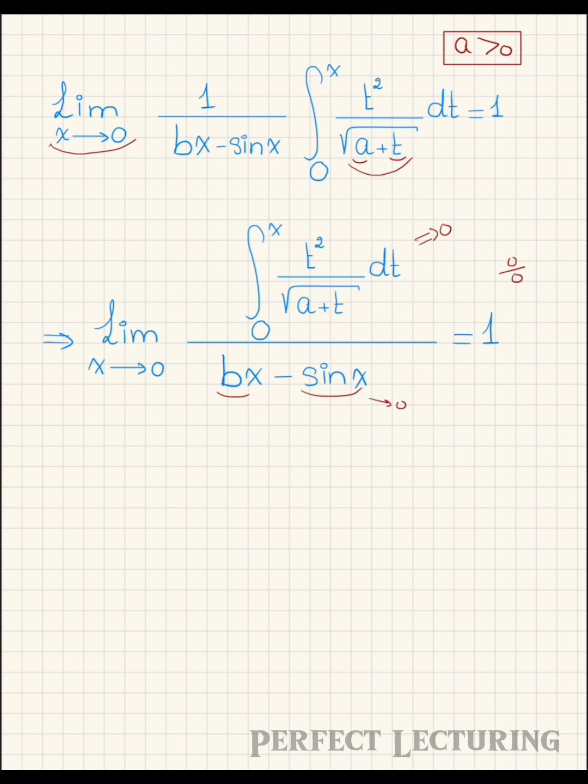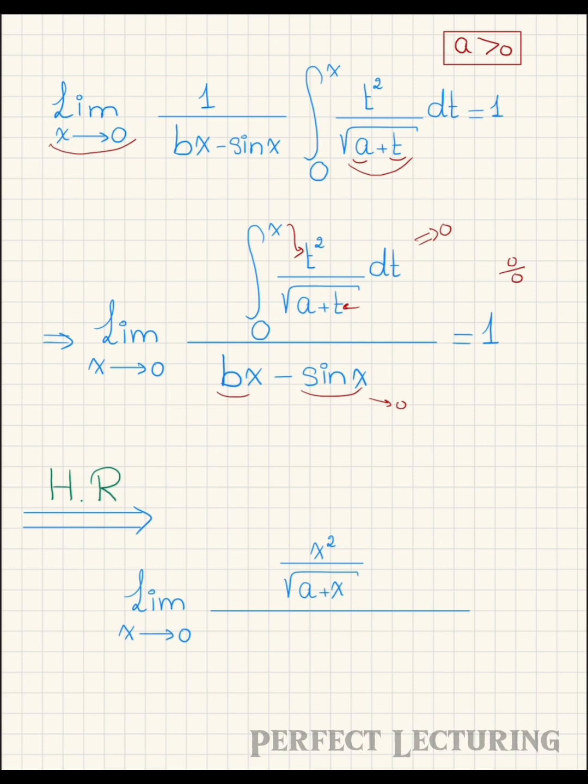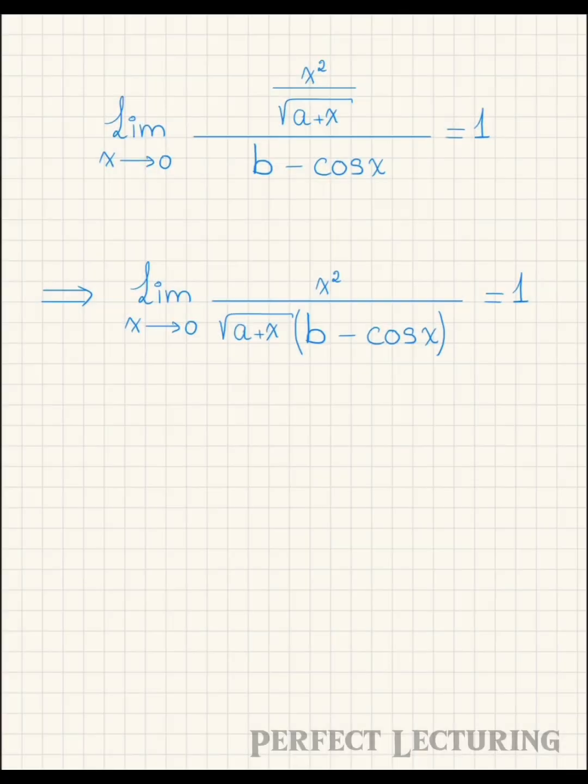To find the derivative of the top, we apply the fundamental theorem of calculus. So all we have to do is replace the t by x, and we get this expression at the top. For the denominator, bx becomes b, of course, and sine x becomes cosine of x. And this is what we get. Now let us put this square root at the bottom, so the limit looks like this.